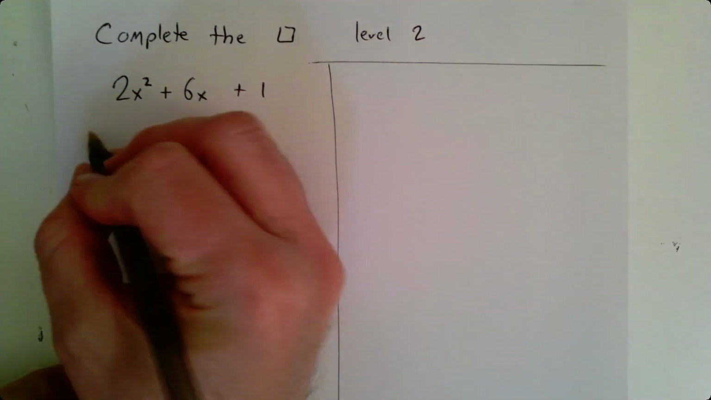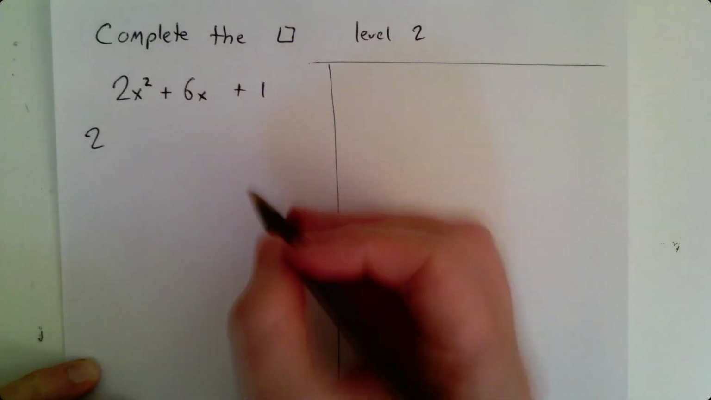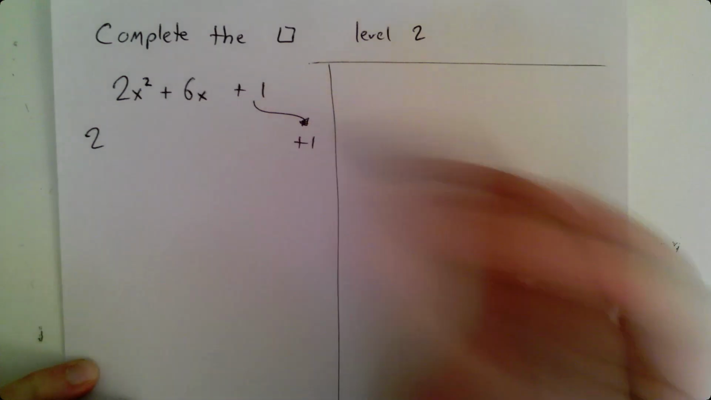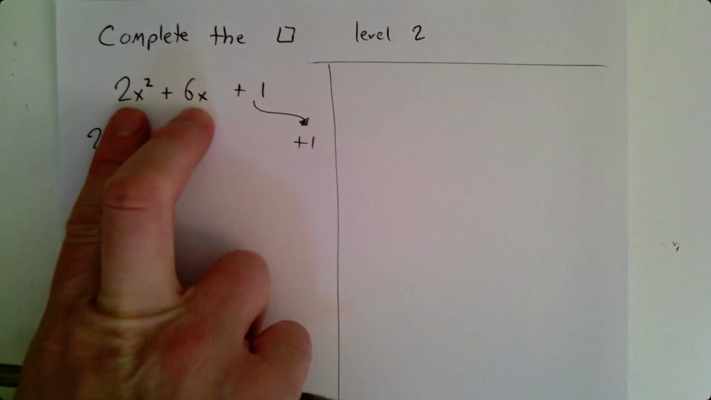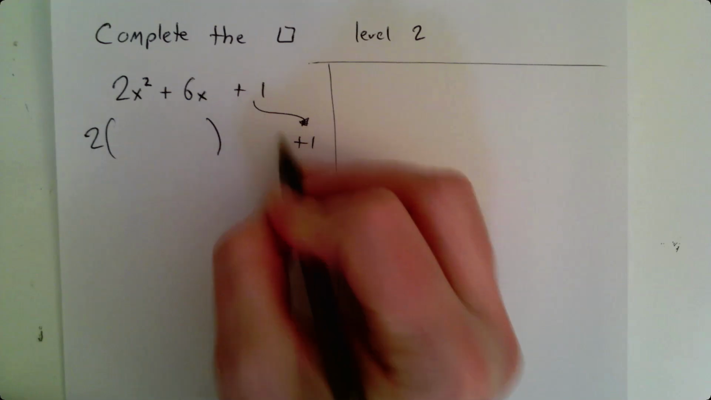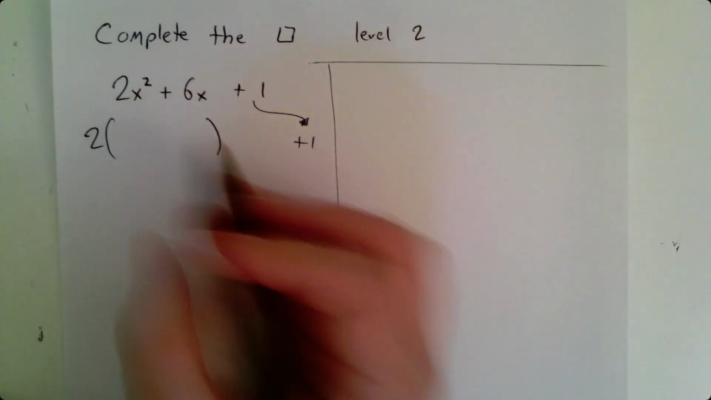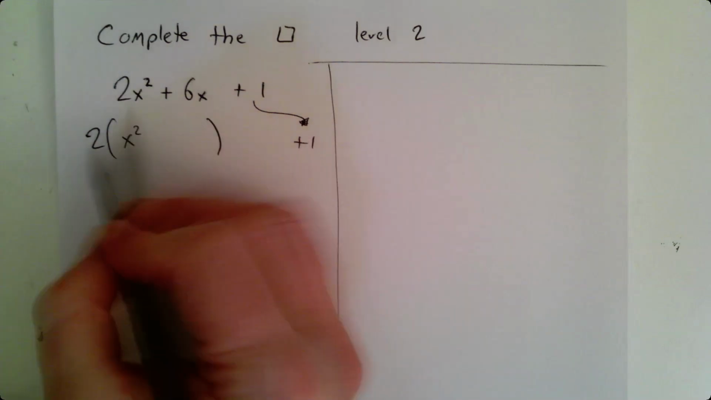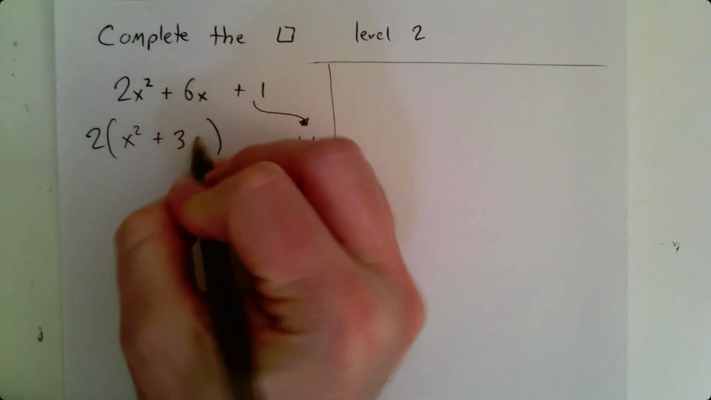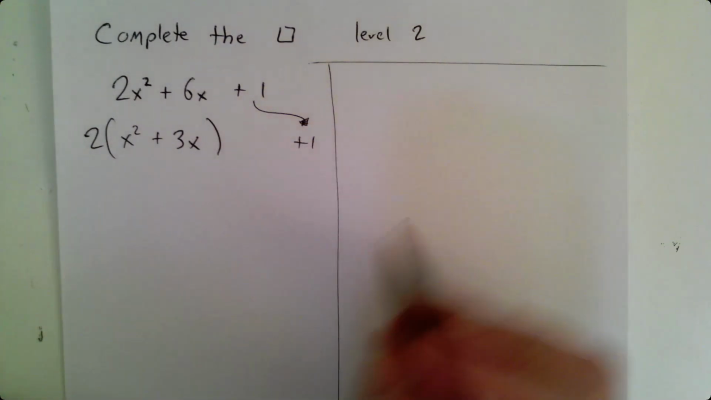But what I can do is I can factor 2 out of everything. I'm going to leave the 1 on the outside here because the 1 isn't going to be involved in completing the square for these two terms. So I'm only going to factor the 2 out of these two terms. So I'll have x squared here, and then 6 divided by 2 is 3x. All right, so I haven't completed the square yet.